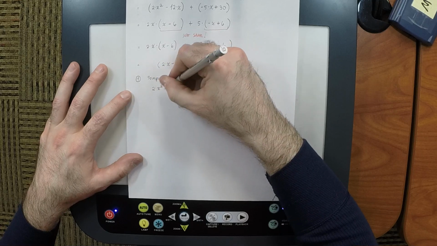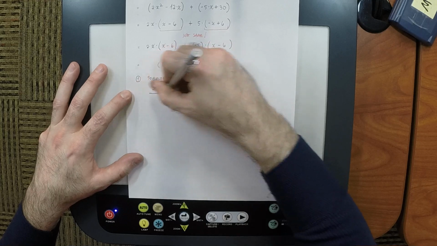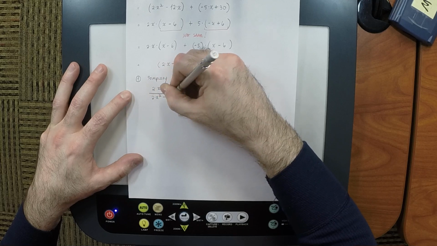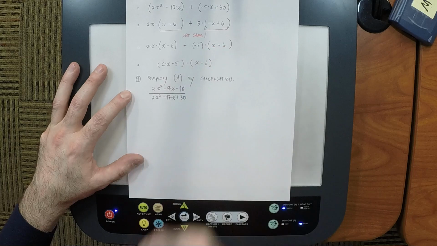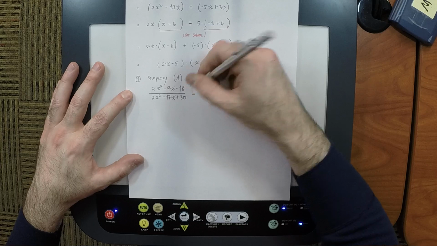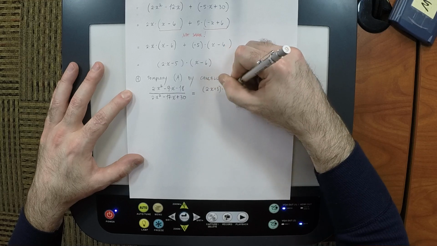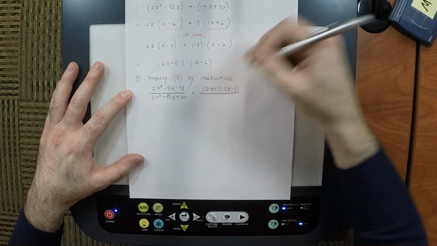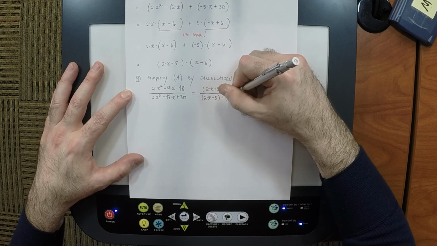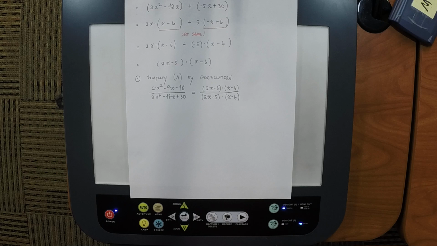2x squared minus 9x minus 18 over 2x squared minus 17x plus 30. So that's what was originally given. And we just established that the numerator factors as 2x plus 3 multiplied by x minus 6, and the denominator factors as 2x minus 5 multiplied by x minus 6. So all that work to establish that. So is there any cancellation possible?